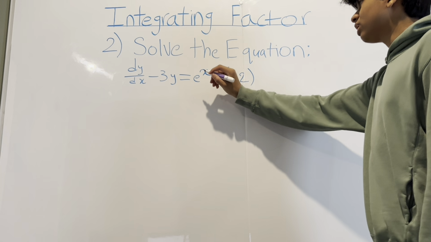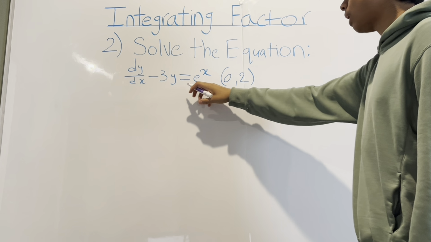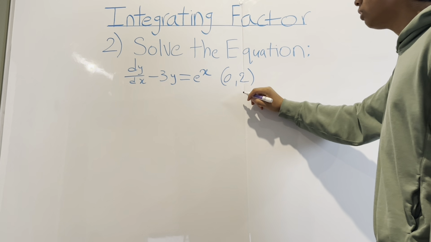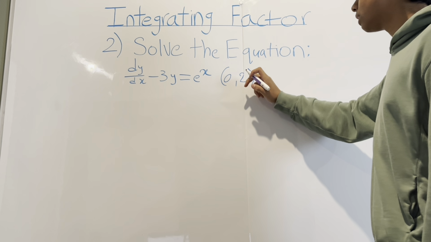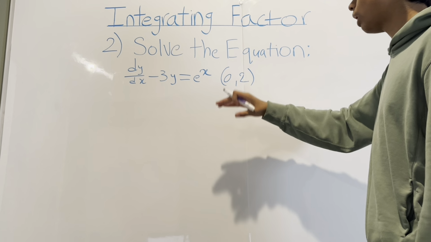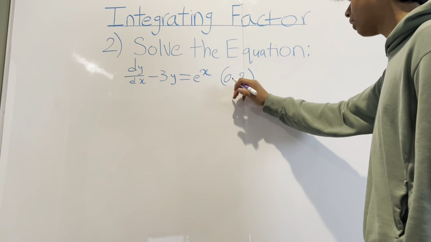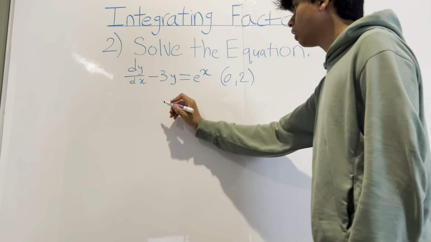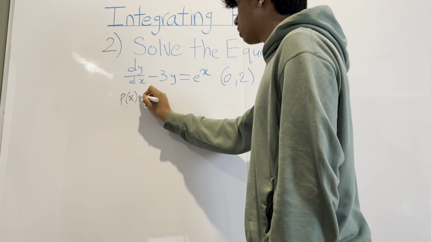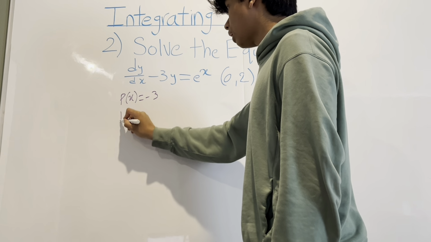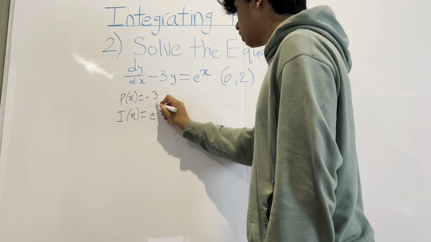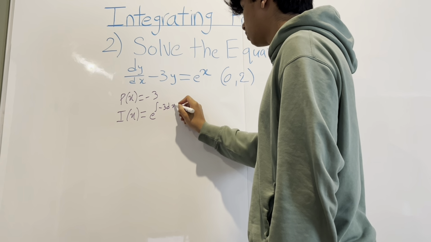Question 2, we have solve the equation dy over dx minus 3y is equal to e to the x, where we have the point 0, 2. So they gave us the point because they want us to find the particular solution. So when we have c, we're not going to have that unknown constant because we have a point to go off of. So once again, our p of x is equal to negative 3, and our I of x, our integrating factor, is just going to be e to the integral of negative 3 dx.